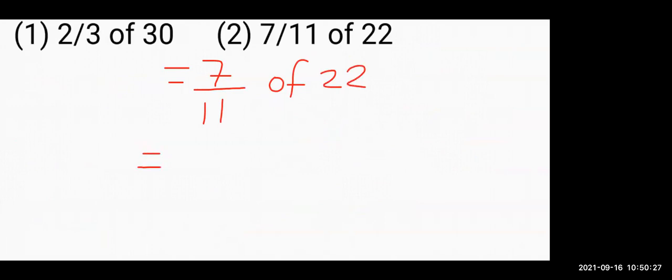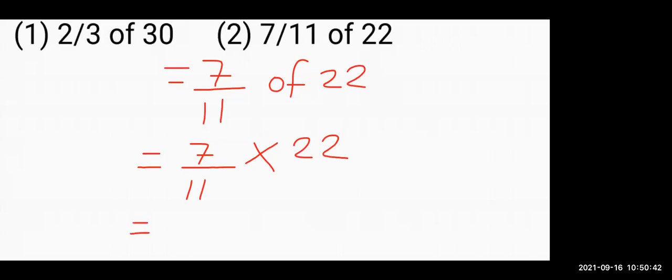Okay. Now the second is 7/11 of 22. One more time we'll write 7/11 of 22. Okay. Now our steps start. Same, 7/11 will remain as it is. Of means it is multiplication, and 22. Okay, what did I change? Only in place of "of" I wrote the multiply symbol.